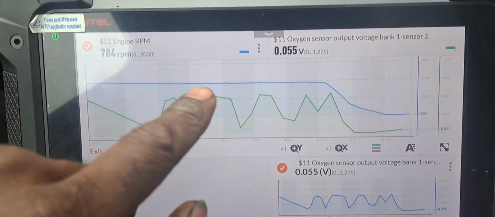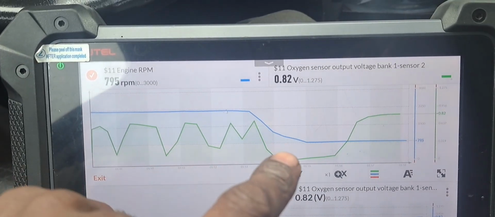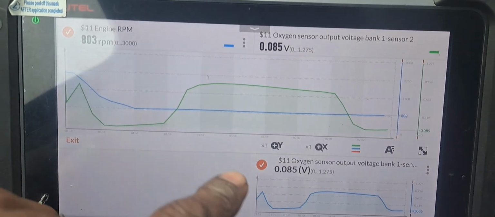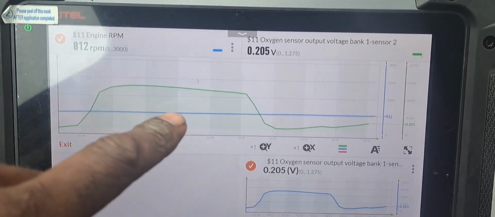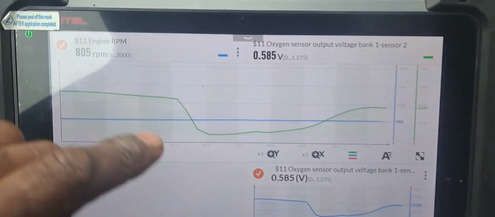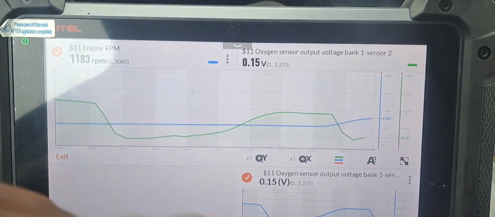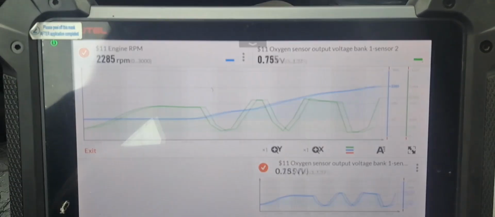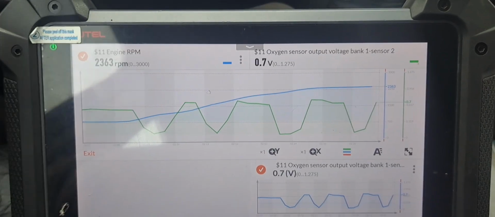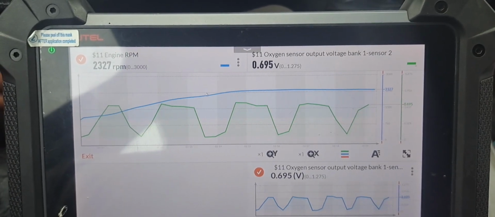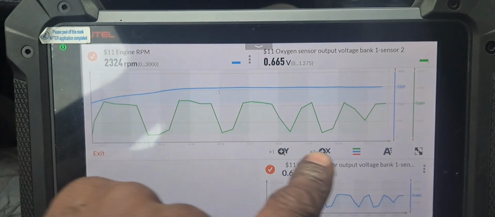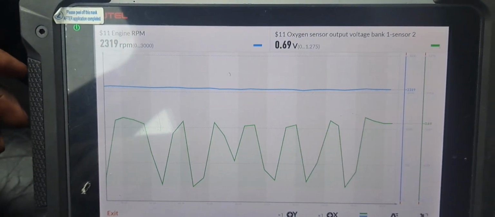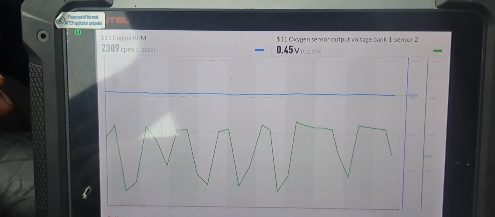So RPM is going to be blue. Where's that joker at? Wait, which one? Okay, RPM's blue. O2 sensor is going to be the green up here. So as I increase the RPM, the O2 sensor wants to oscillate. We don't want that. Again, it needs to be linear, like the RPM. So we're going to use this as a reference. So when we get this replaced, we can see everything stabilized.